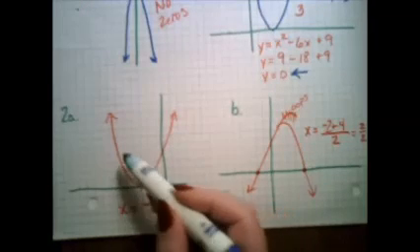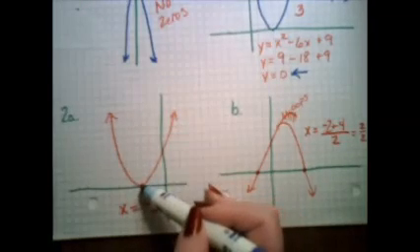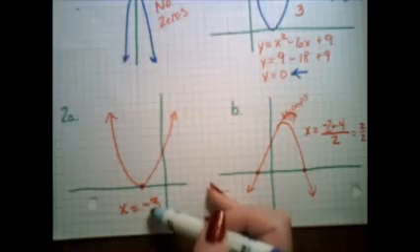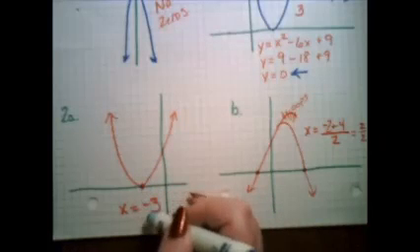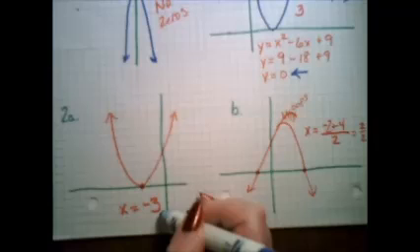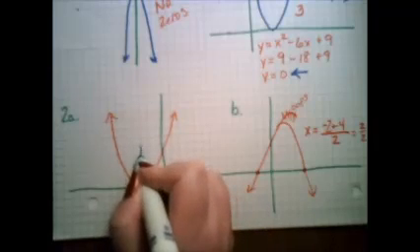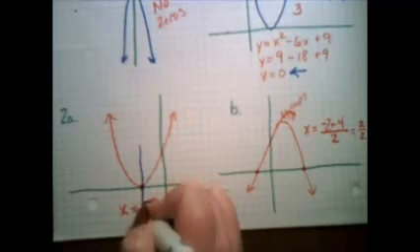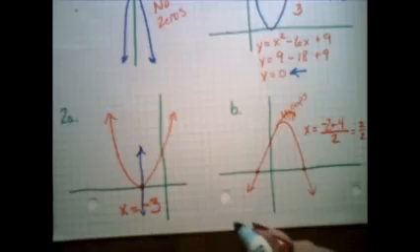So 2a looks like this. It is sitting on the line right here at -3. So our zero is going to be -3, and our axis of symmetry is going to be x equals -3.